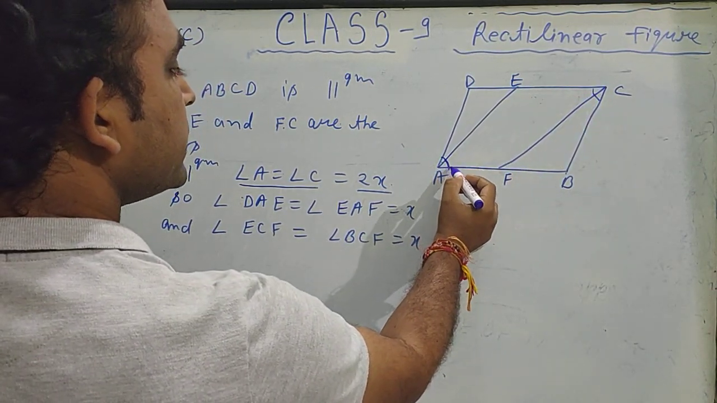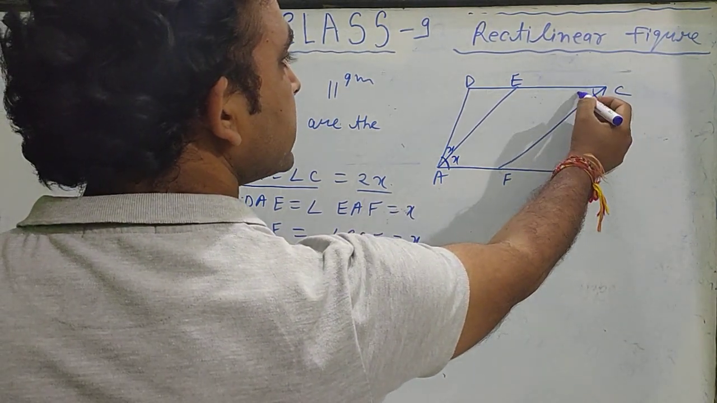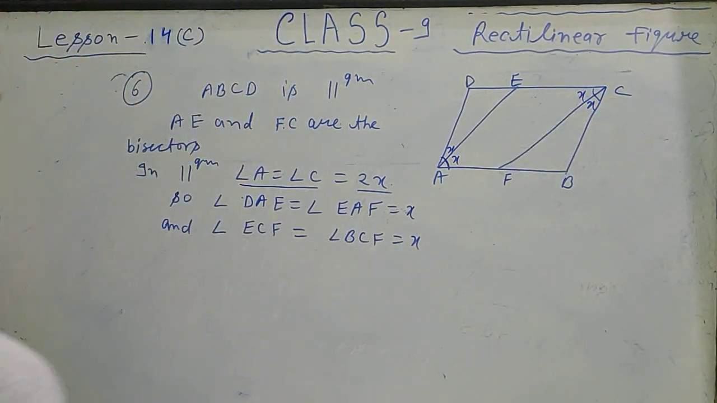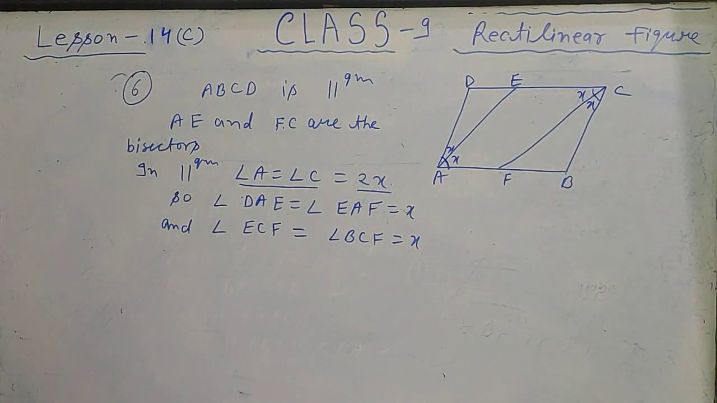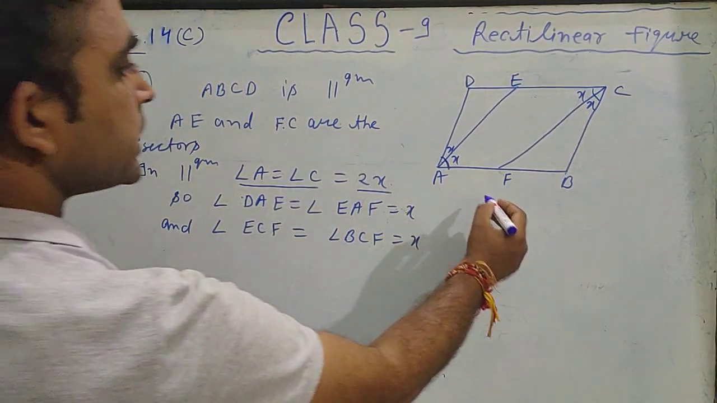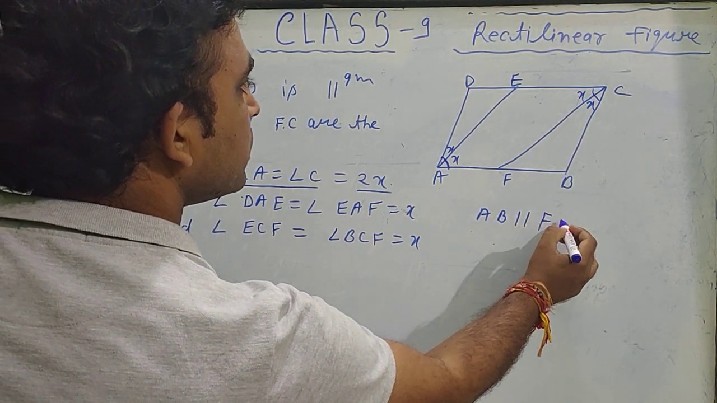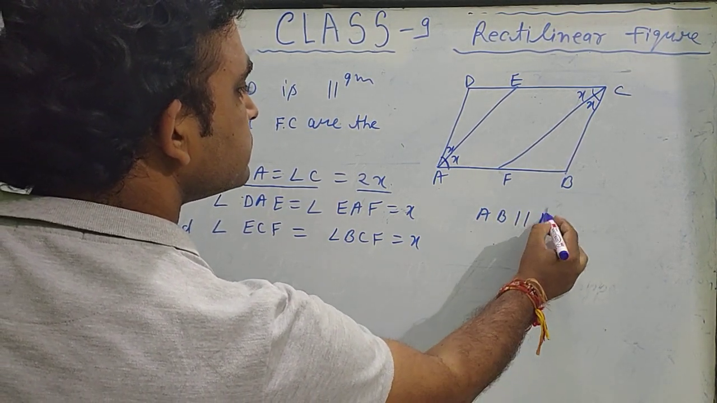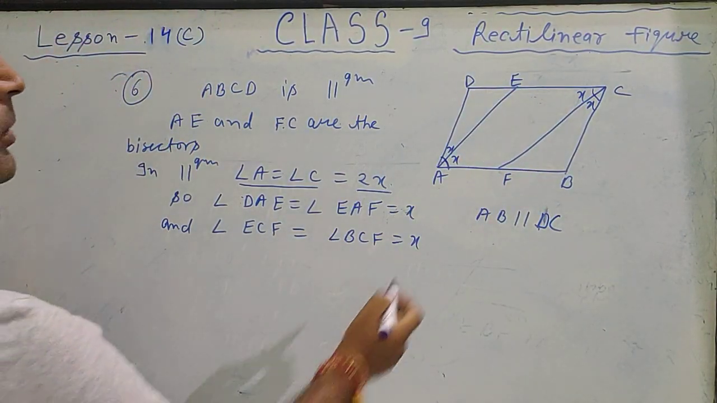मींस अगर फुल एंगल इज 2x देन हाफ विल बी x एंड x, बिकॉज AE एंड FC आर द बाइसेक्टर. ओके, नाउ वी हैव टू प्रूव दैट AE इज पैरेलल टू FC. Okay, it is a parallelogram means AB parallel to DC. AB parallel to DC because ABCD is a parallelogram.